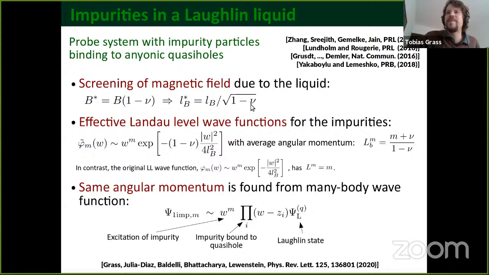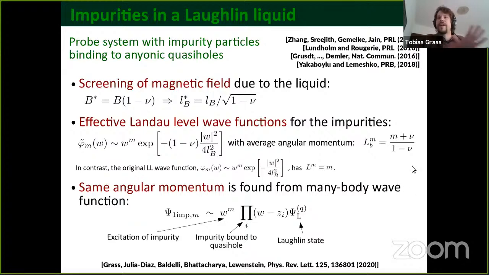Now it depends on the filling factor nu of the liquid. And what we then argued is that this would also renormalize the effective Landau level wave function for the impurity. So that would take this expression, as opposed to the normal Landau level wave function, which is just this one. And that has a consequence. If you look at the angular momentum of a particle described by such a wave function, it would be given by this expression here. So it would also depend on the filling of the liquid. Whereas for the normal Landau level wave function, the angular momentum is just the quantum number m.